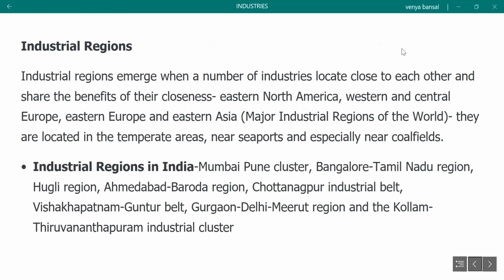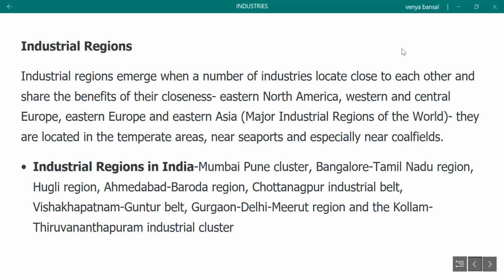Over the world, there are various industrial regions. These emerge when a number of industries locate close to each other and share the benefit of their closeness. Eastern North America, Western and Central Europe, Eastern Europe, and Eastern Asia are the major industrial regions of the world. They are located in temperate areas, near seaports, and especially near coalfields. They are located near seaports so that they can have good access to water transportation, and coalfields provide them the fuel they require for manufacturing and other things.